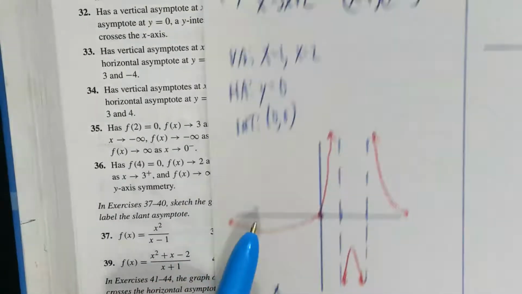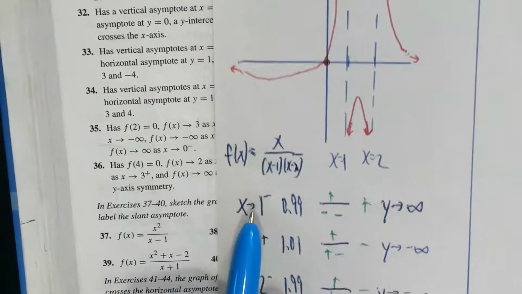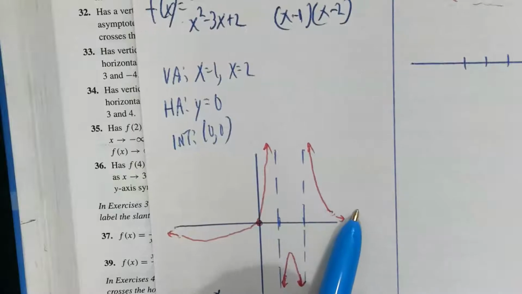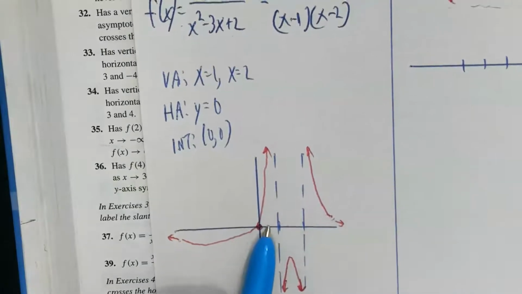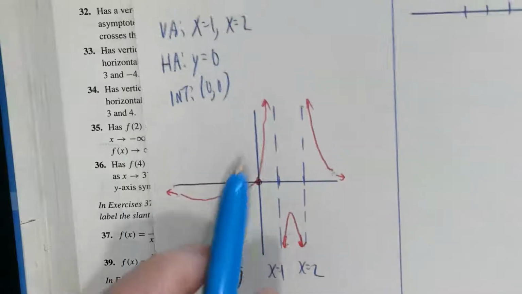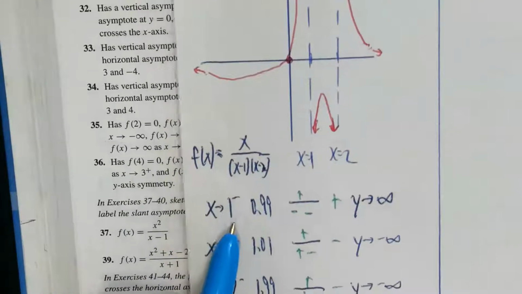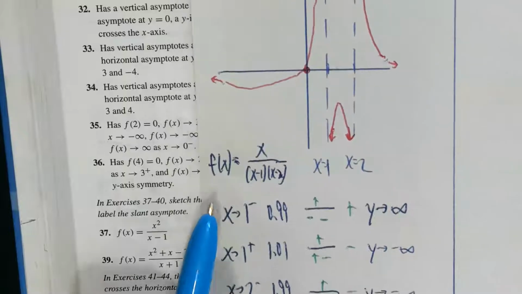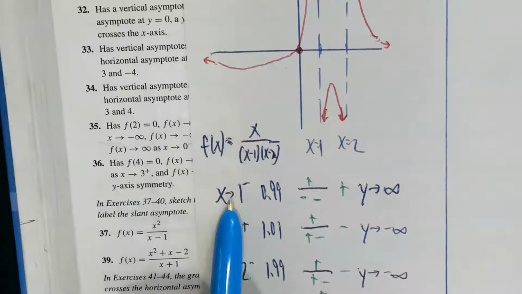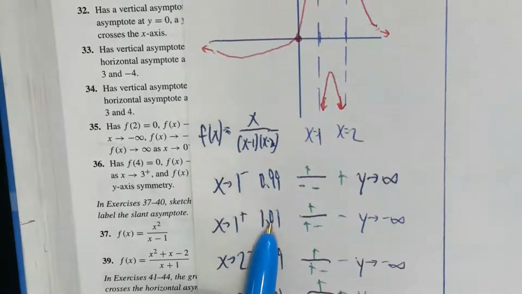Okay, and then same thing, how do I get all the other stuff? I know if I go way out to the right, I approach y equals 0, the x-axis. And if I go way out to the left, I approach the x-axis. Now near the asymptotes, do I go up to infinity or negative infinity? The only way to check is to plug in values. Near 1, a little bit to the left, 0.99. A little bit to the right, 1.01.